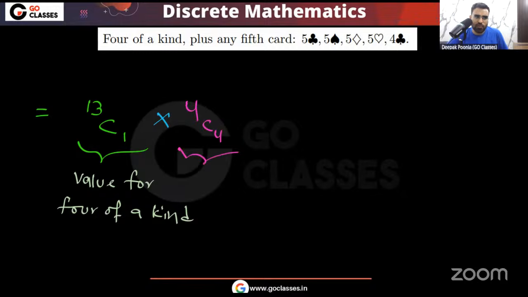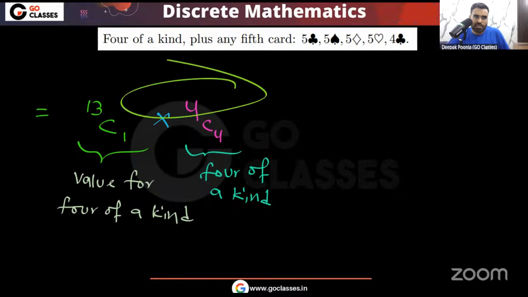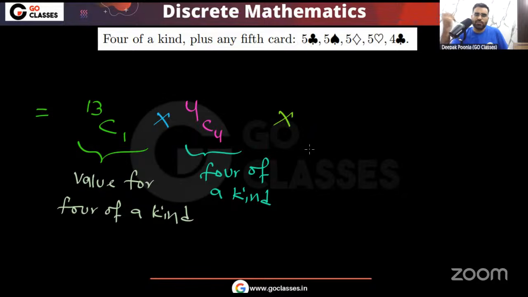Okay, now you can see, now we have 4 of a kind. Because once you choose the value for 4 of a kind, then for that value total 4 cards are available. I want all 4, so 4c4. Then plus, once I have these 4 cards of the same value, plus any fifth card. Any fifth card is fine.